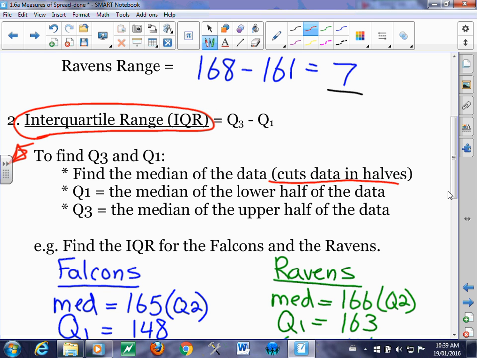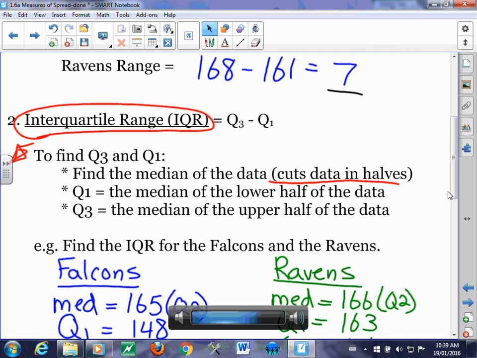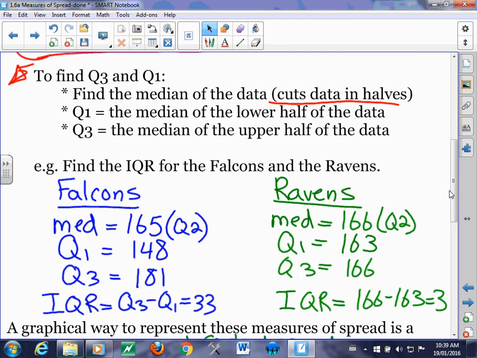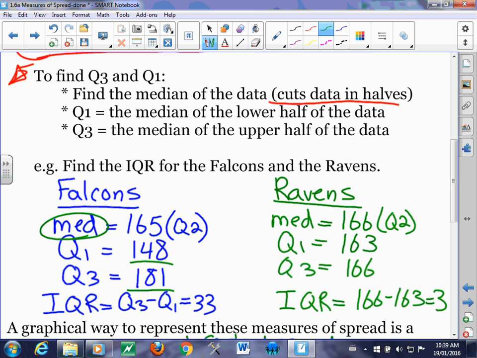All right, so let's take a look at how we do this. For the Falcons, ladies and gentlemen, we know our median is 165. If you put them in order, look on your chart, folks, the median is 165. Q1 is 148, if you take a look at your data there, and Q3 is 181. So to find the IQR, this is what you need to know how to do. You take Q3, subtract Q1, and you'll notice that 33 is your answer for your IQR.